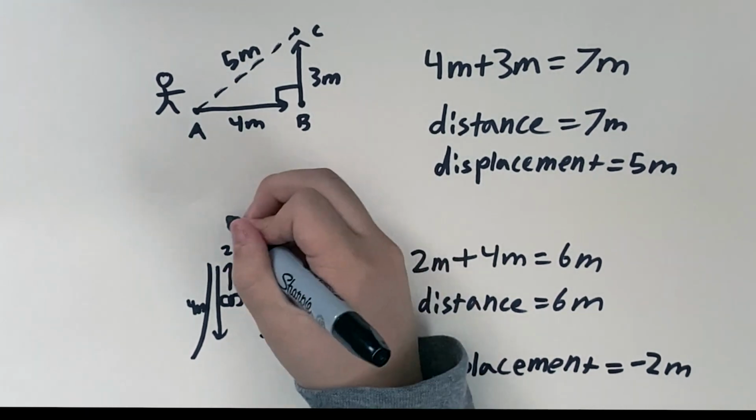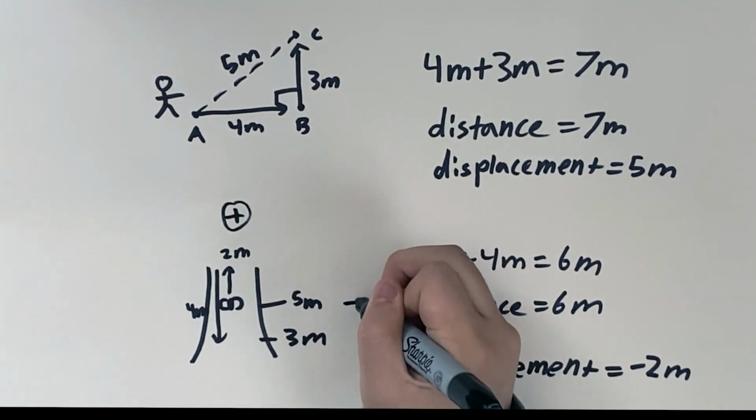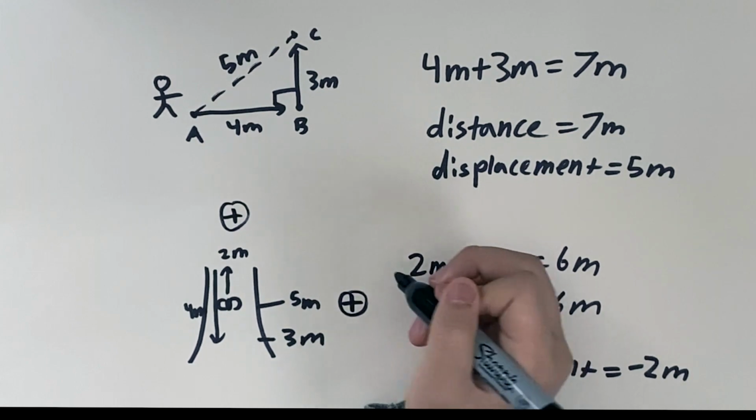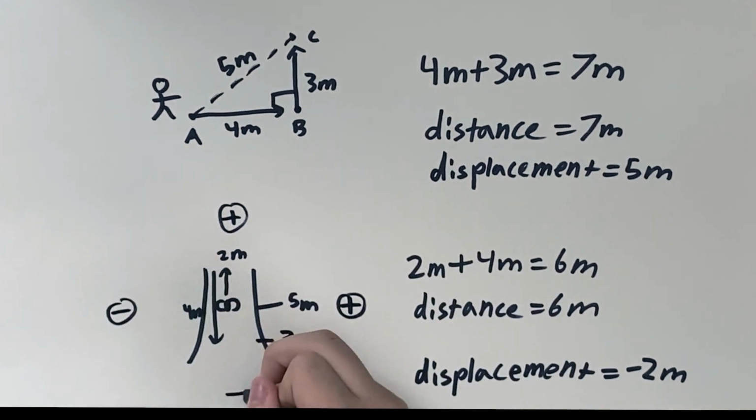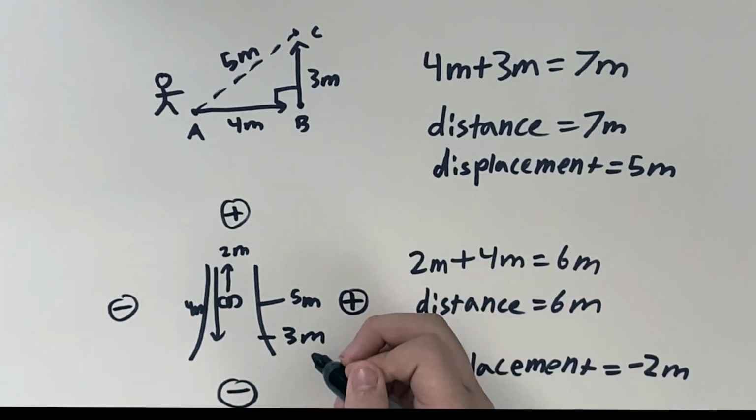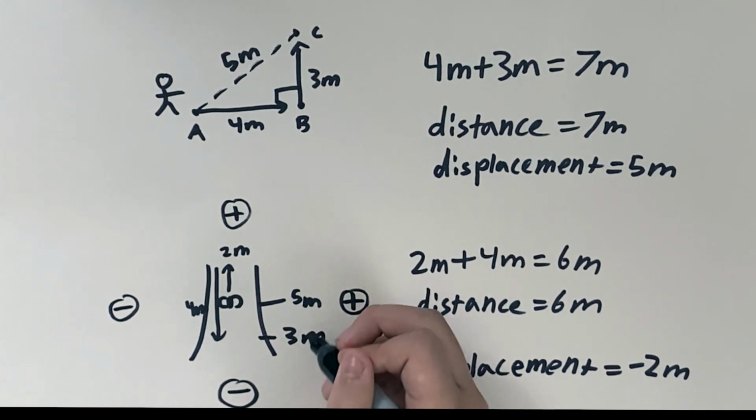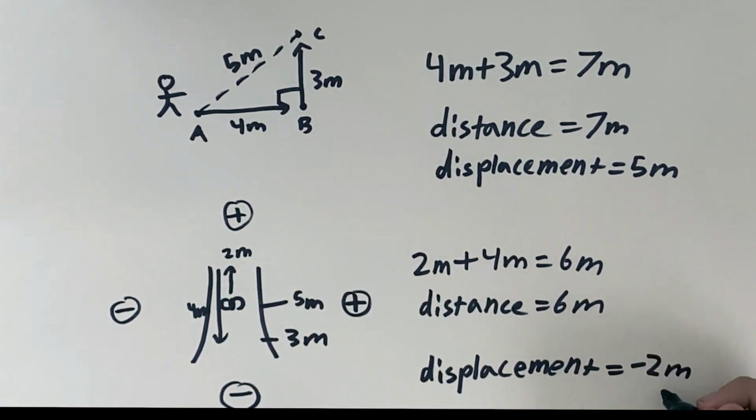In physics, the up direction and the right direction are considered positive directions, and the left direction and the down direction are considered negative. Since the ending point is below the starting point, it's negative 2 meters.